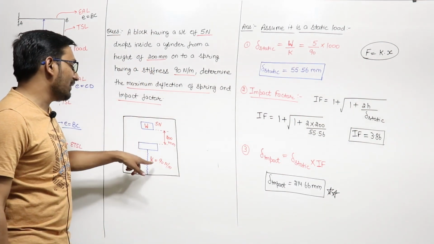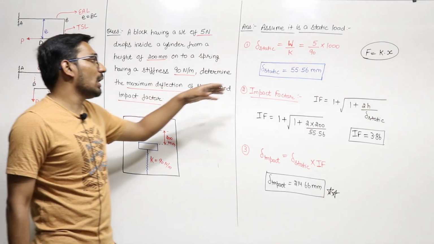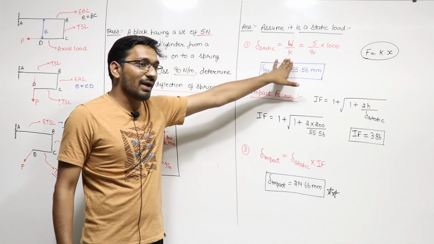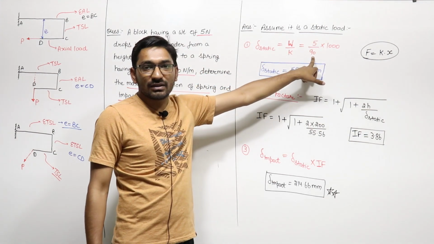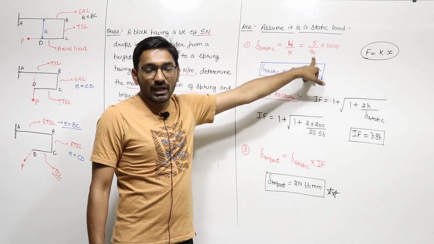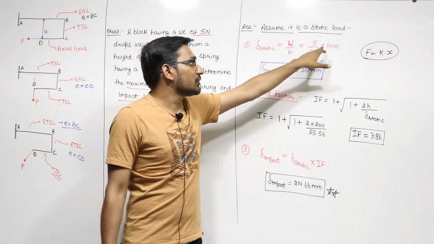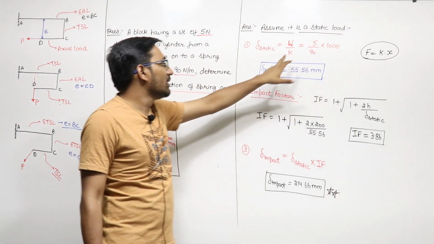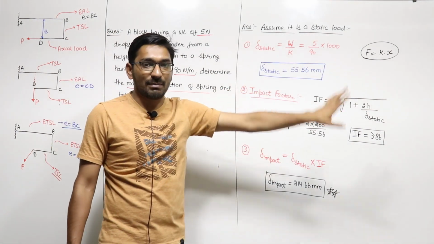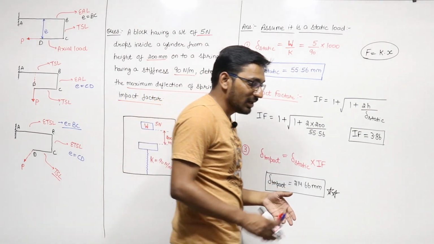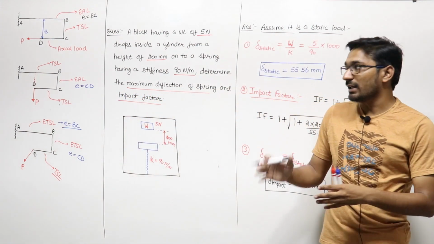So the static deflection of the spring will be equal to the weight divided by the spring factor. Weight is 5 Newton, spring factor is 90 Newton per meter. If I want the deflection in mm, I multiply it by 1000. So the static deflection will be 55.56 mm. This is the deflection when we consider it as a static load.